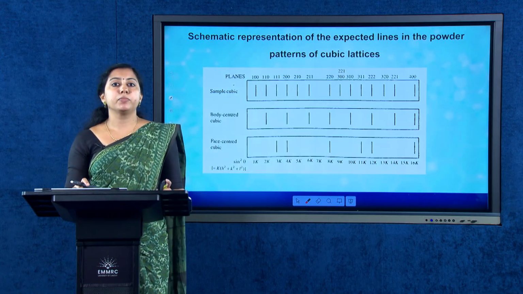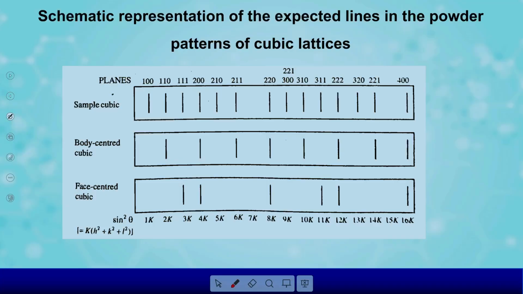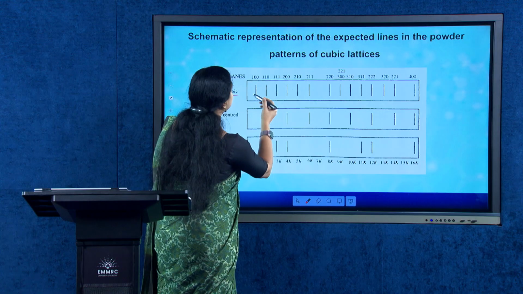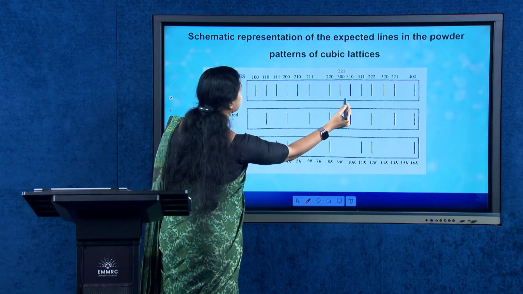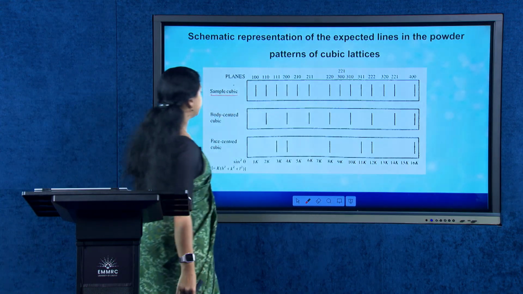Now, on the screen, you can see a schematic representation of the expected lines in the powder patterns of different cubic lattices. So, the first one is a simple cubic, and based on the HKL values, you can see that reflections from almost all planes are appearing in the diffraction pattern in the form of these lines. You have reflections from 100, 110, 111, 200, etc.